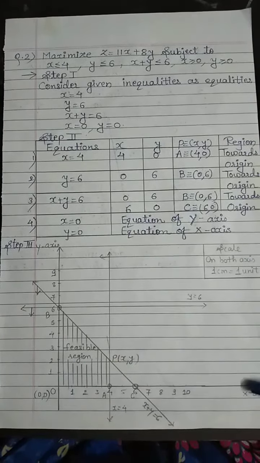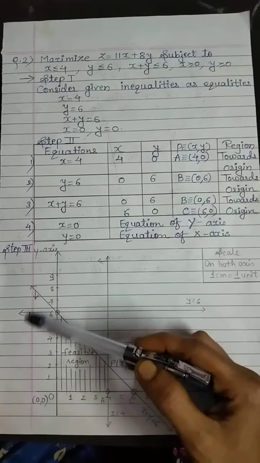Here we will draw the graph, x-axis, y-axis. Scale will be on both axes 1 centimeter equals 1 unit. Now first we will plot this point A(4, 0). So that point is here. We will get a line parallel to the y-axis. Now to plot this point (0, 6), point B will be here, and we will get a line parallel to the x-axis. For both the lines we will write the equations, x equals 4 and y equals 6. And the region is towards origin, so the arrow will be like this, towards origin.